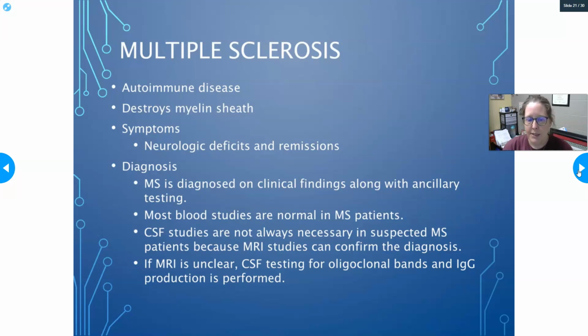But if the MRI is unclear, then we can do spinal fluid testing to look for the oligoclonal bands and where IgG production can be performed. Basically, the oligoclonal banding from the spinal fluid test indicates that there's IgG production going on in the brain, meaning antibody production in the brain, and that would be evidence of the autoimmune process of multiple sclerosis.